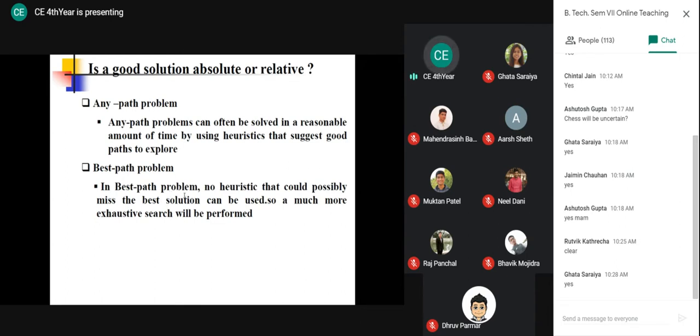In a best path problem, no heuristic that could possibly miss the best solution can be used, so a much more exhaustive search will be performed. So these are the two classes of problems here: any path and best path problems.